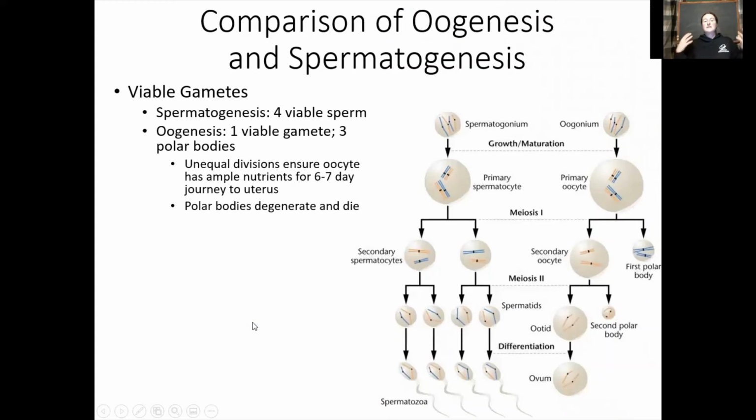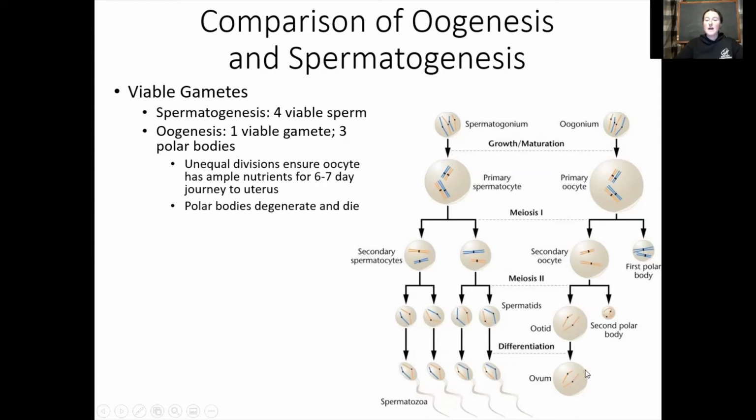So let's briefly compare oogenesis and spermatogenesis. Both of these processes produce viable gametes, so haploid cells that are able to join with other haploid cells to ultimately form a new diploid, genetically unique offspring. Both involve meiosis I and meiosis II. However, spermatogenesis ends with the production of four unique cells, and all of these are viable. All of these, in theory, can fertilize an egg.